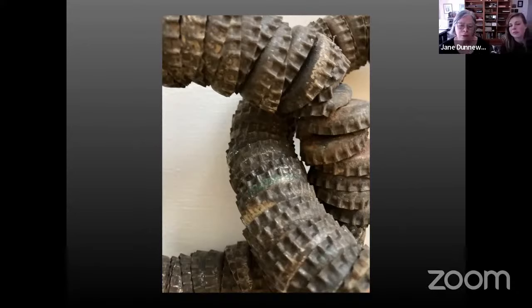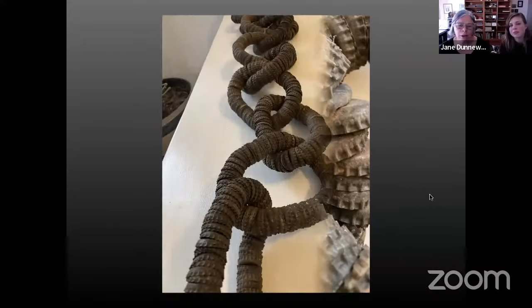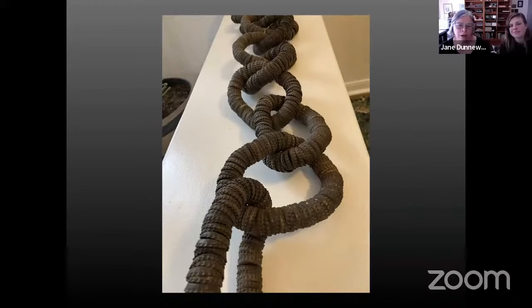So this is literally bottle caps, and this chain, 8 feet long, do you think it is? At least, yeah. I found it in a resale store, and this is what they call tramp art. All of these bottle caps were put together on wire in order to make this long sculpture that I just love as much as I love anything I own.